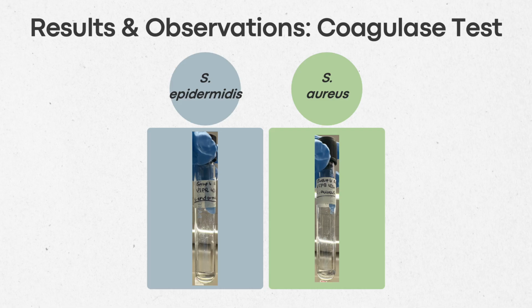Coagulase is an enzyme that converts fibrinogen into fibrin, causing the plasma to clot and allowing the bacteria to form a protective barrier against host defenses. In contrast, the tube containing Staphylococcus epidermidis remained liquid, indicating a coagulase negative result. This difference in coagulase activity helps distinguish the more pathogenic S. aureus from the less virulent S. epidermidis and other coagulase negative Staphylococcus species.